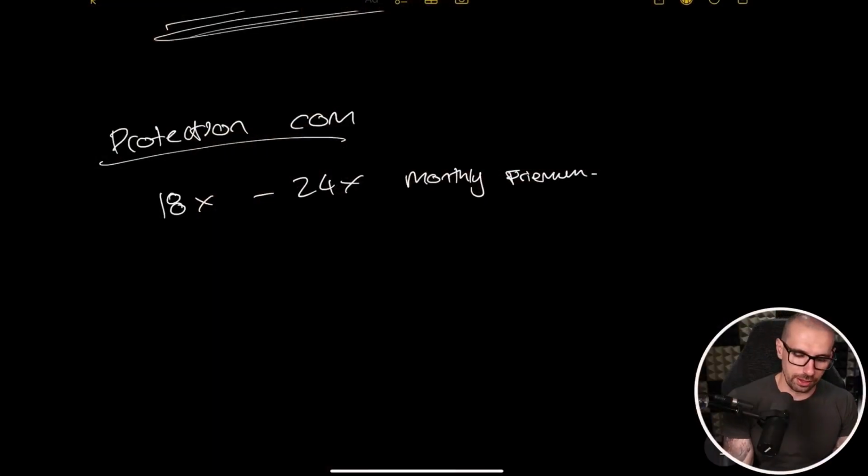So let's say you sold an insurance policy for £50 a month on life insurance, critical illness cover, whatever it may be. Then you would be looking at 18 times to 24 times that. So let's times 50 by 18, and that's going to give you a commission of around £900. That would be paid up front, roughly. So if you were doing a £50 PM policy, that would give you around £900 commission on that.